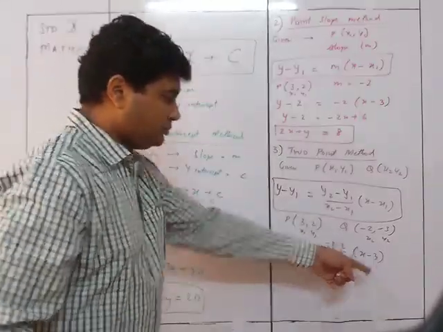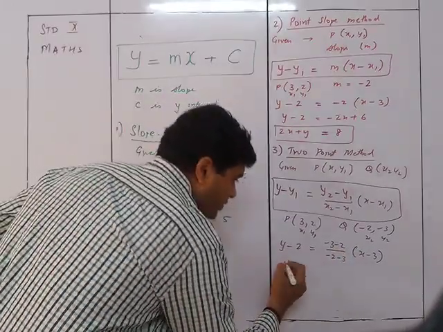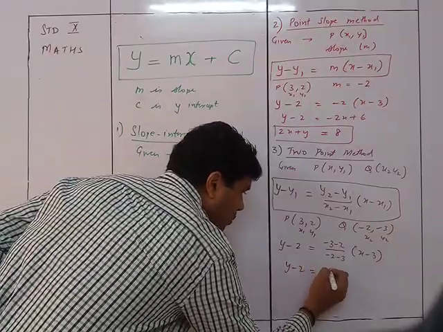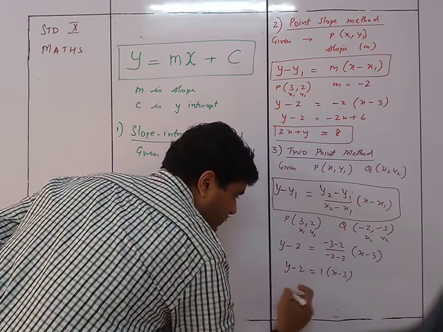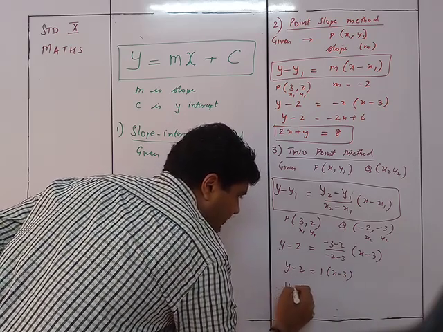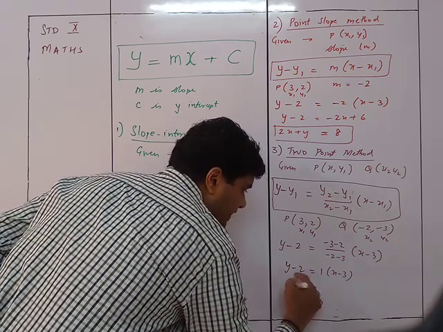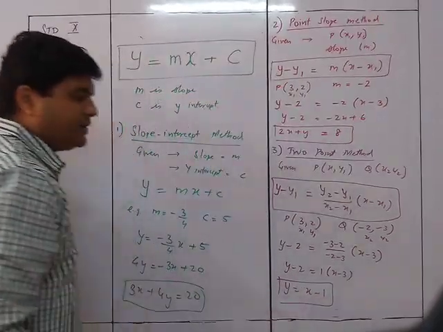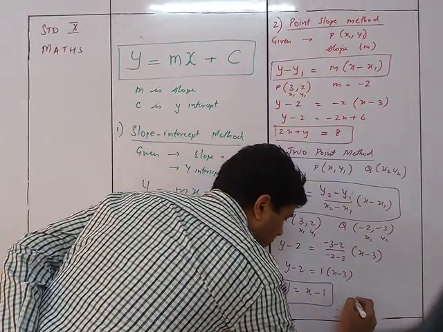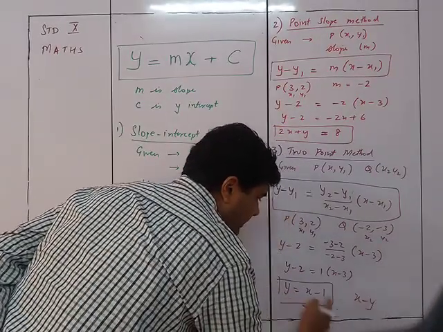right, because x1 is 3. So this is nothing but -5 upon -5, which is 1, so y minus 2 is equal to 1 times (x minus 3). So we can take it this way: y is equal to x minus 3 plus 2, which is x minus 1. So that's the equation, y is equal to x minus 1, or you can write it also as x minus y is equal to 1.